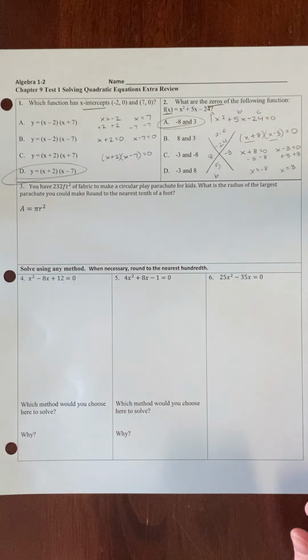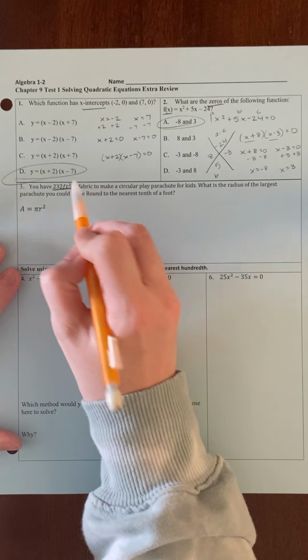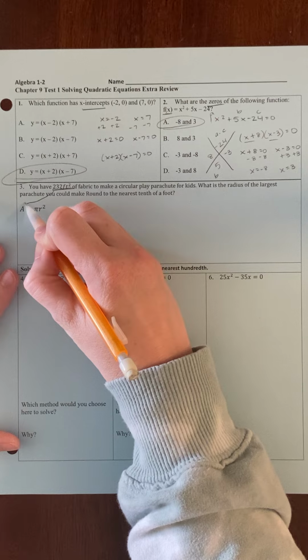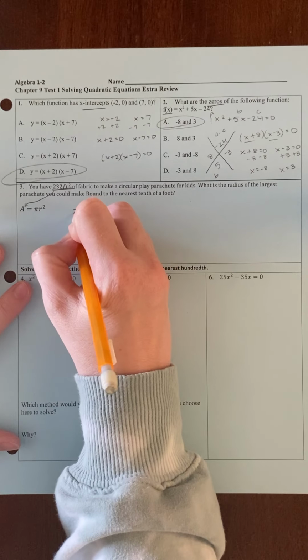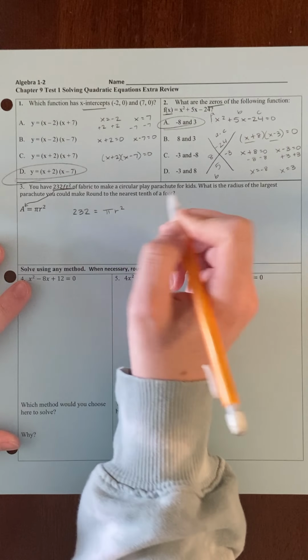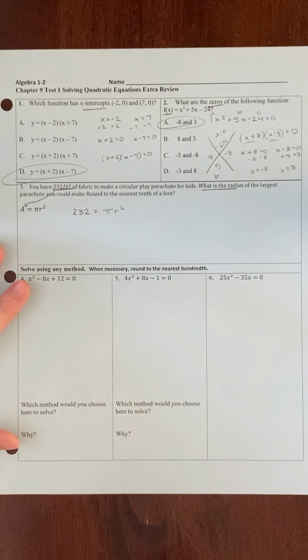The next problem is a real world problem. So it says you have 232 square feet of fabric to make a circular play parachute for kids. What is the radius of the largest parachute you could make? And then round to the nearest 1/10 of a foot. Okay, so we know that we have 232 square feet. So square feet means that we have the area. So I have 232 square feet of fabric, and I'm trying to find what is the radius of the largest circle that we could make.